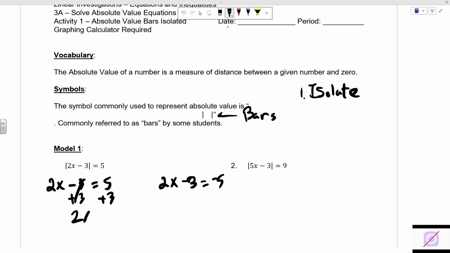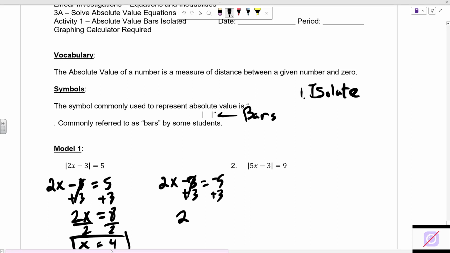So you have 2x equals 8. Divide by 2, x equals 4. So that's one of your answers. Do the same thing with the second equation. So you get 2x equals negative 2, divide by 2, x equals negative 1. And then you're done.